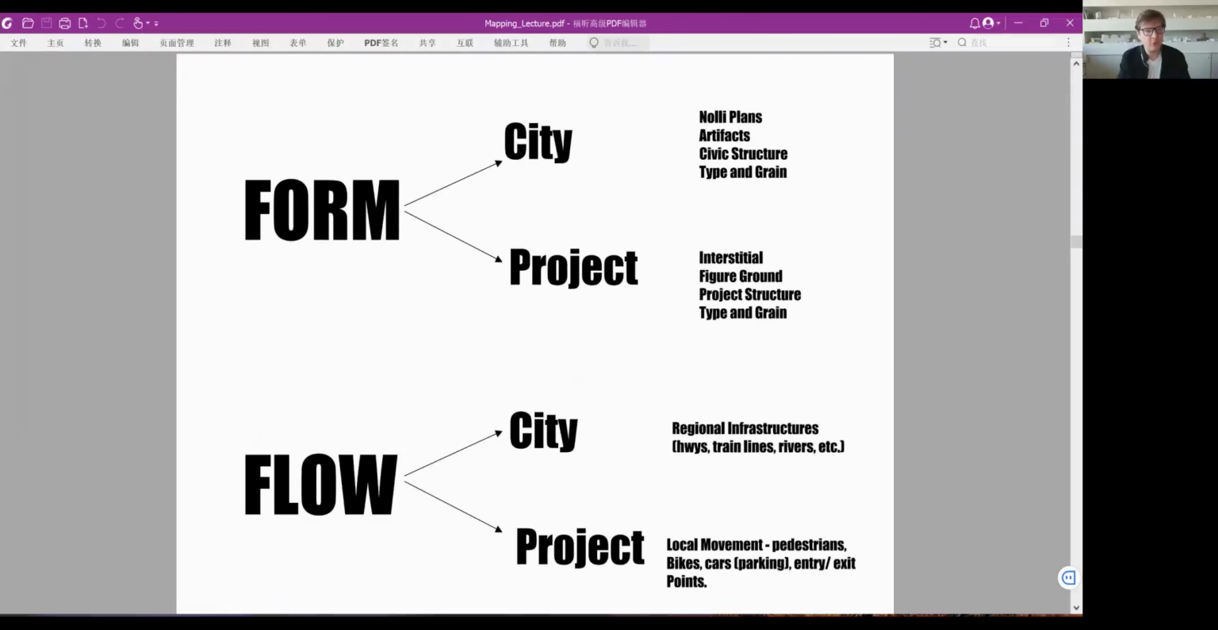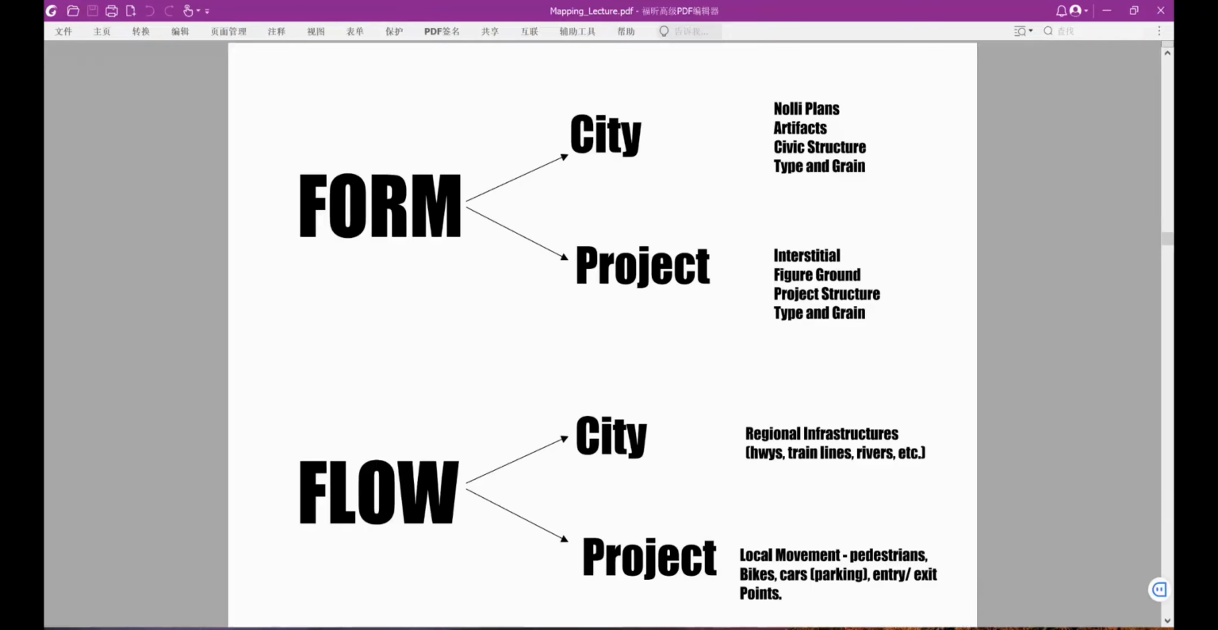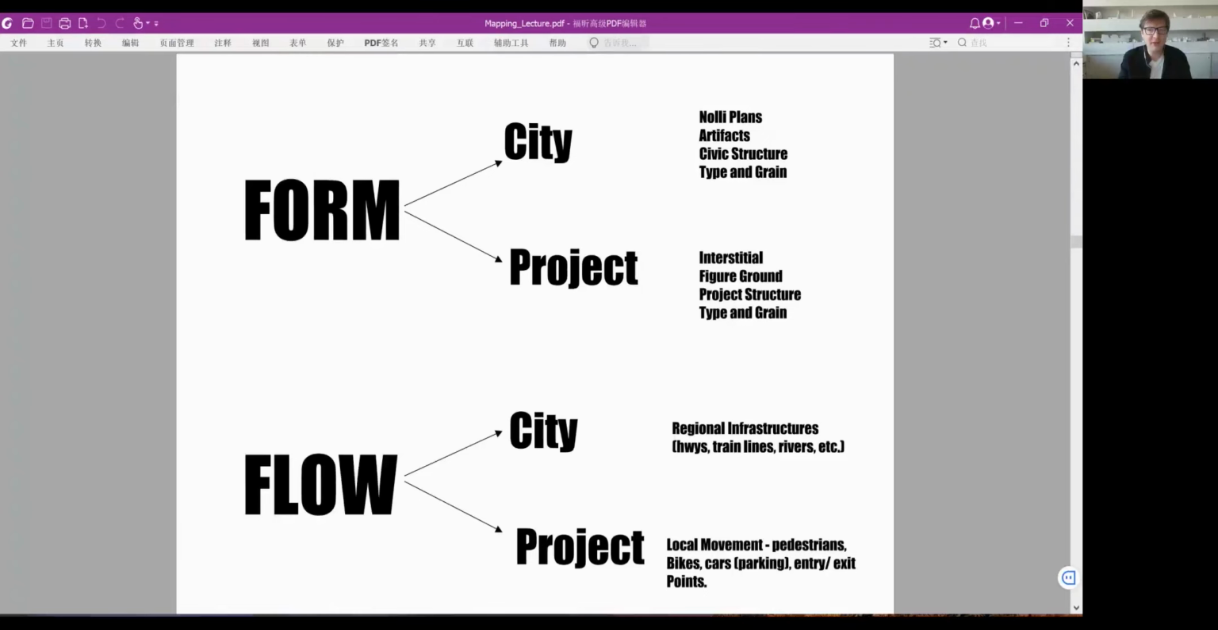So we analyze the form, as I said, not only on the project level, but also on the city level. And on the city level, we do it with the so-called Nolli plans. I'm not sure, are you familiar with the wording Nolli plan? Can you give me a sign? Does it say something to you? No? Okay, the Nolli plan, it's from Italy, and it's very interesting because it's basically, let's say, a black plan.